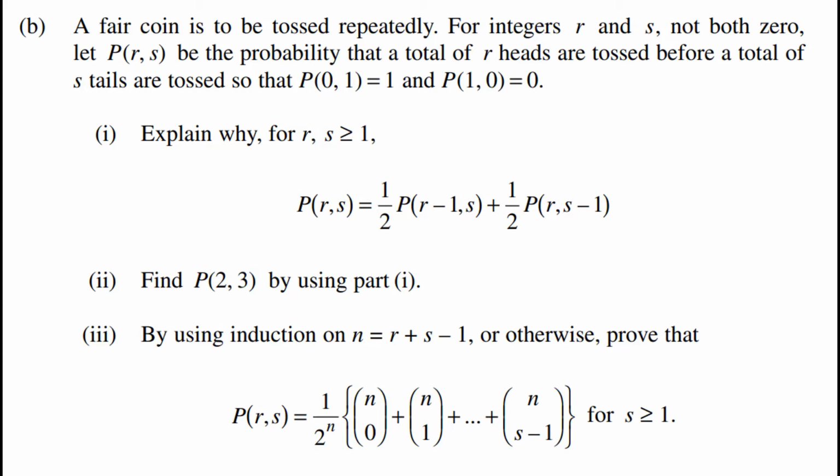There are 3 parts to it, and I'll tackle each part in a separate video. So for this video, we're going to focus on part 1, which asks us to explain why, for r and s greater than or equal to 1, the probability of r comma s is equal to a half times the probability of r minus 1 comma s, plus a half times the probability of r comma s minus 1.